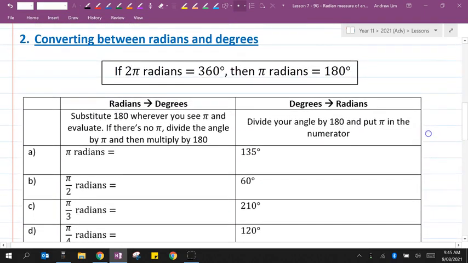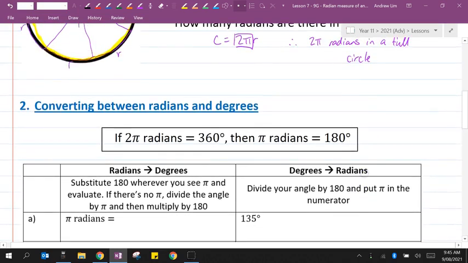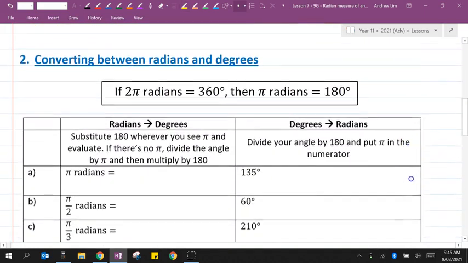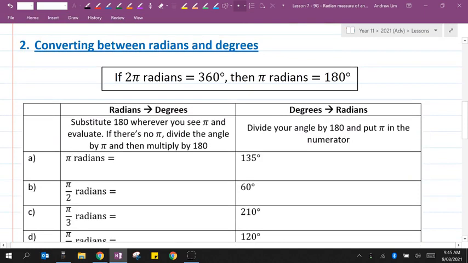Let's have a look at the second part of this lesson, which is converting between radians and degrees. Now, if 2 pi radians is equal to 360 degrees, then pi radians is equal to 180 degrees. And this is really important. I would probably memorize this one. I don't think that you need to memorize both, but this is probably the most useful one.